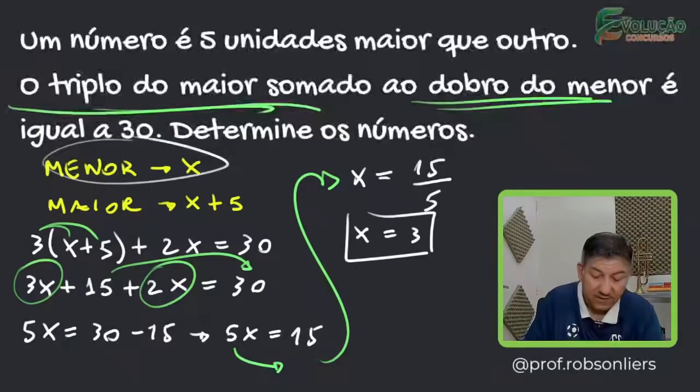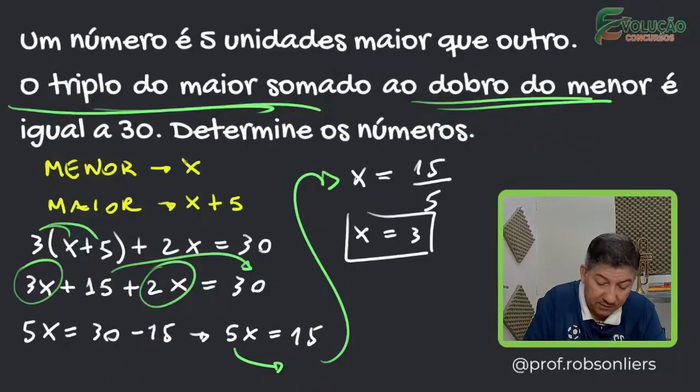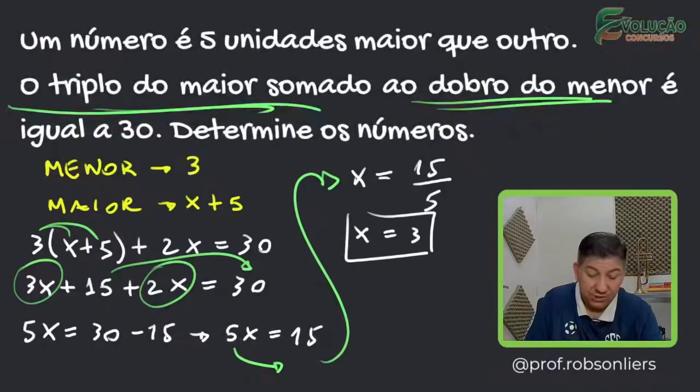And the larger one is x plus 5. The smallest one is equal to 3, and the largest one is x plus 5. So, the largest one will be 3 plus 5. 3 plus 5 is 8.